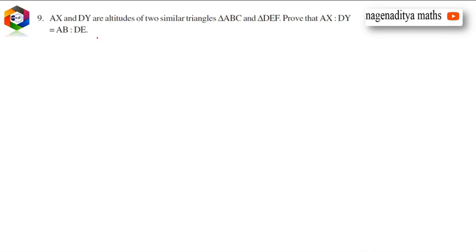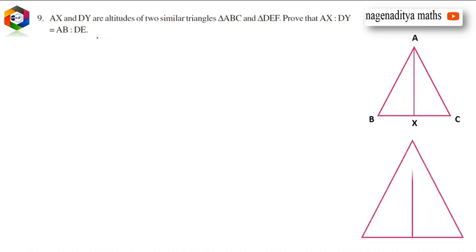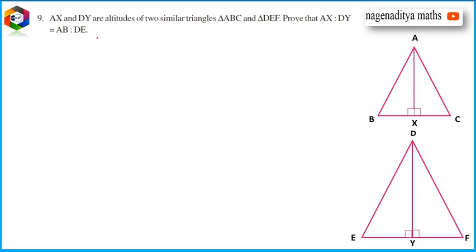So to prove this problem, first we have to draw the diagrams. So this is triangle ABC, whose altitude is AX. This is triangle DEF, whose altitude is DY. So these are the two required triangles. Using these two triangles we have to prove AX by DY is equal to AB by DE.